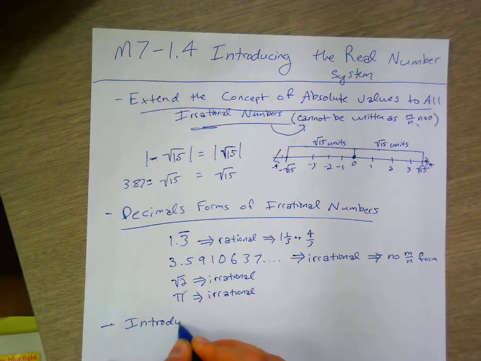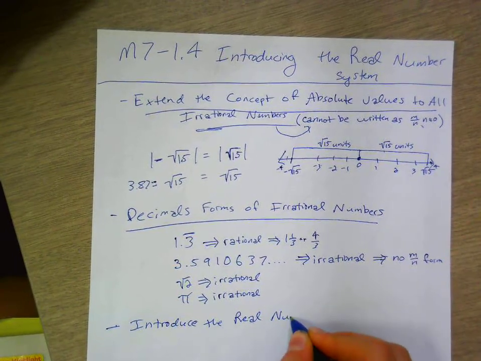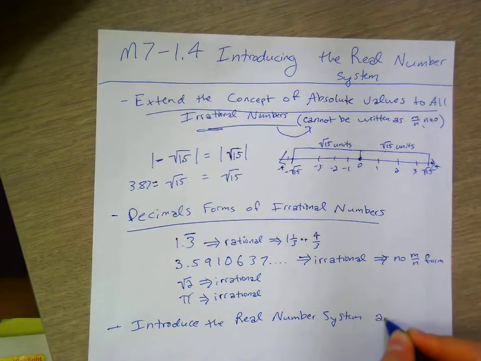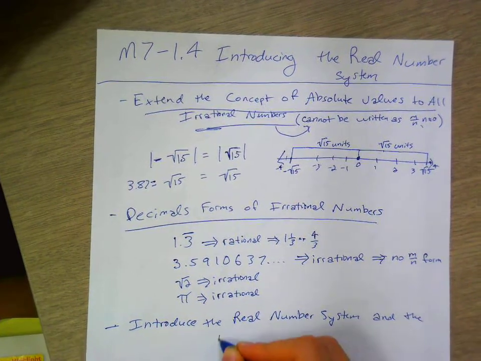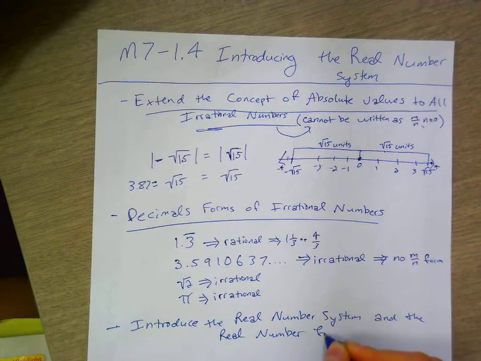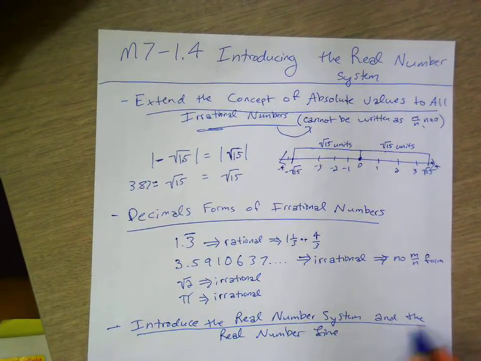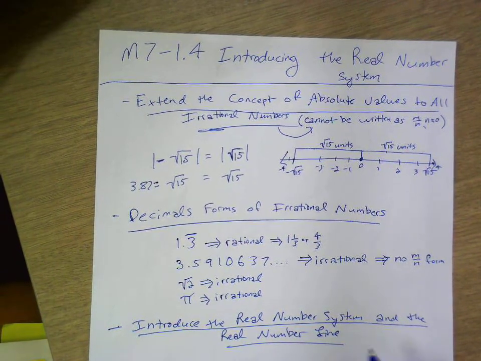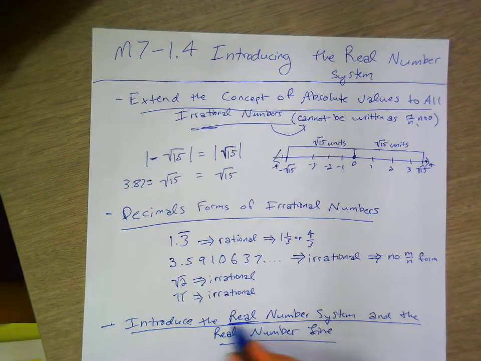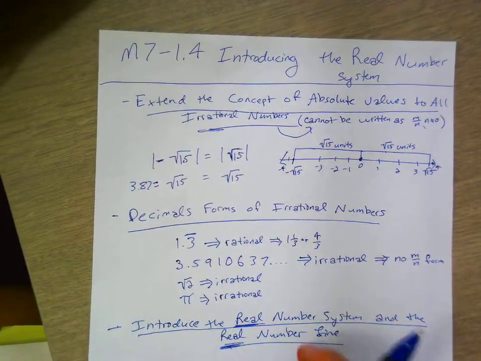Now let's introduce the real number system and the real number line. If you've been listening closely, you would have heard me mention imaginary numbers in a couple of lessons. When we say imaginary, that means they're not real. Like imaginary friends are not real. So these are all real. We're only talking about the real system here. We have not moved on to imaginary numbers yet.